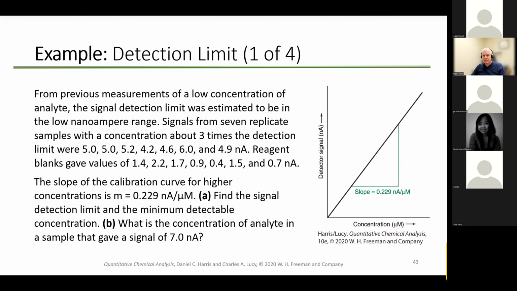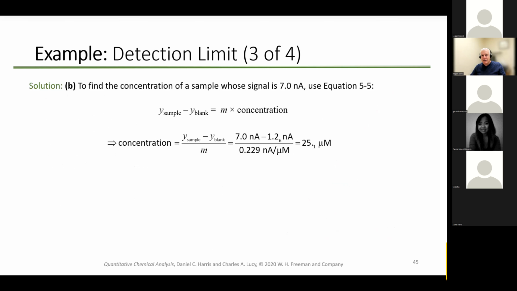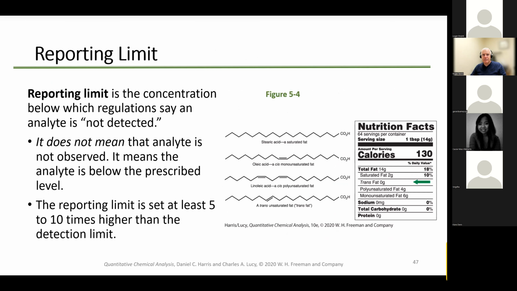Okay, so let's not do this now. You can maybe do this one at home. It's kind of detailed, and I'll probably screw it up anyway. So here's an example of a reporting limit: 5 to 10 times the detection limit.